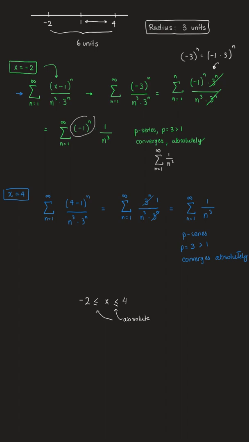And so our interval includes the endpoints. Our interval of convergence has to include those endpoints. And so we have a really nice interval here from -2 to 4, where the series will converge also at the endpoints, and the radius of convergence that we found earlier was equal to 3, and that wraps up this example.